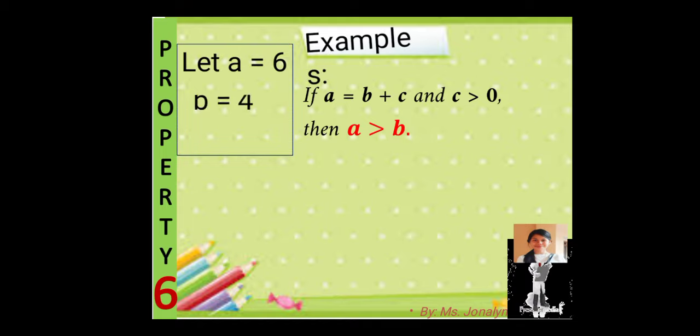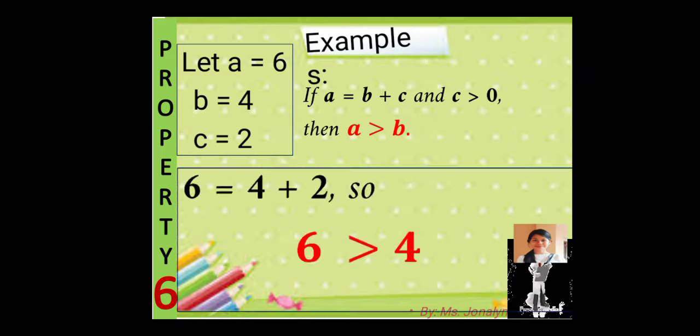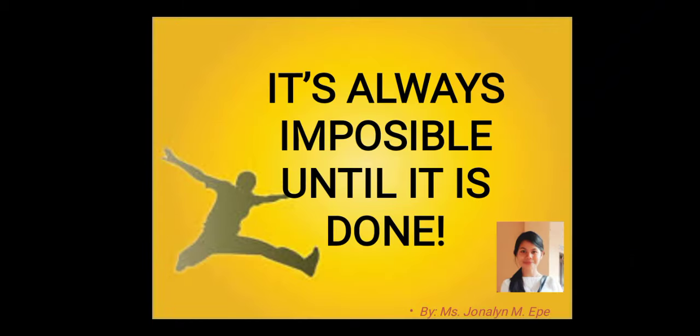Here we have A is equal to 6, B is equal to 4, and C is equal to 2. So A is equal to 6, so 6 is equal to 4 plus 2, correct? So 6 is greater than 4, true. And that's how easy the properties of inequalities are.